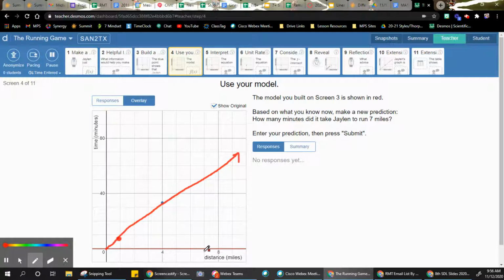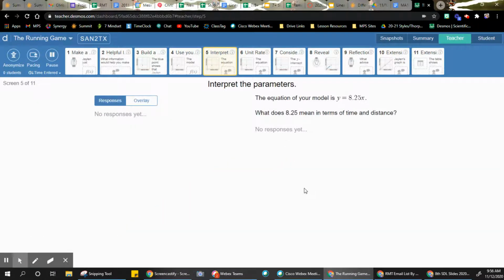So what I'm going to do to figure that out is I'm going to go to 7 here and I'm going to just trace my line up and I'm going to see that it's somewhere around 50. So it's going to take him around 50 minutes-ish. Okay, so approximately 50 minutes to run 7 miles. Okay, that's what I think. That's my prediction. So let's go to the next one.